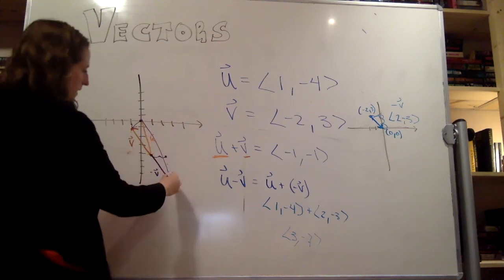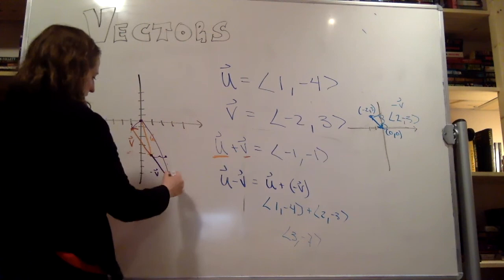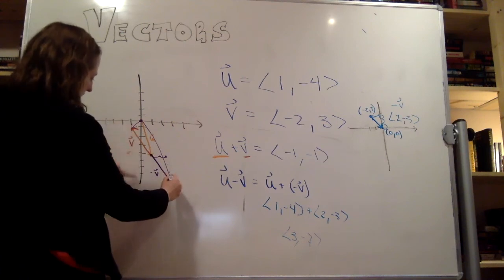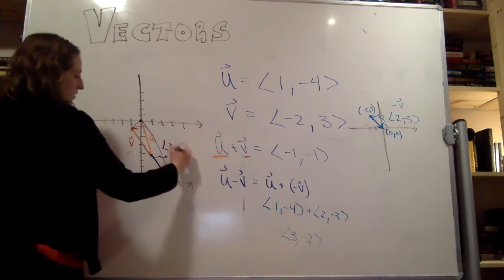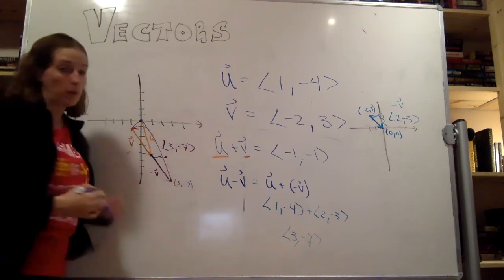And notice, this is the point 3, -7, which means this vector is 3, -7 component-wise.